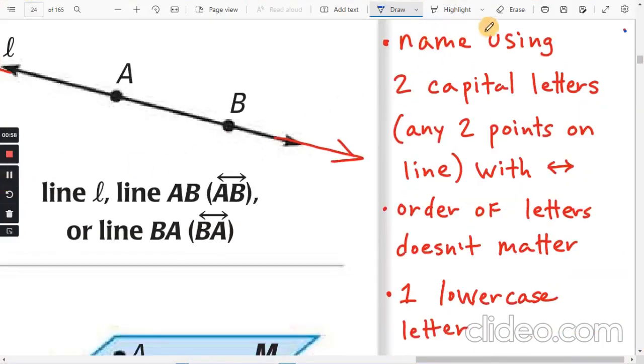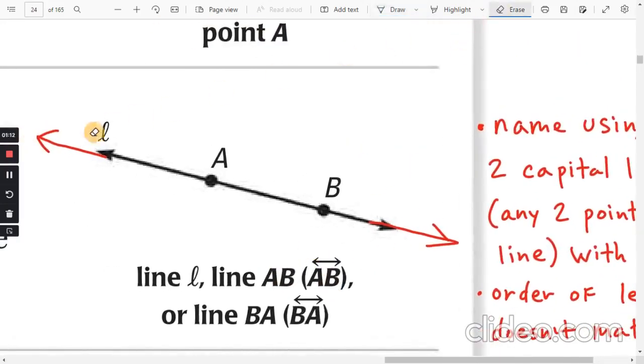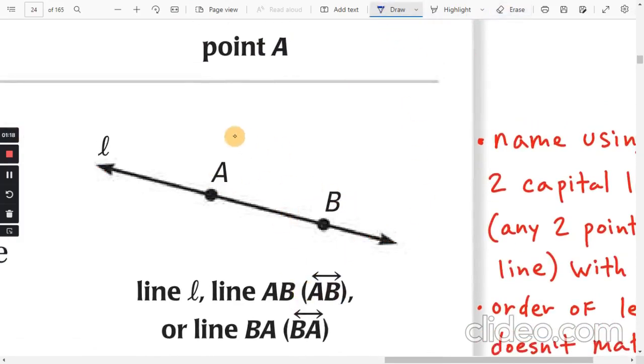So to name the line, you name the line using two capital letters, which are any 2 points on the line, with this symbol on top of the two capital letters. Okay, the order of the letters doesn't matter, so let's take a look. On this line here, we only have 2 points, so we can call this line AB with the line symbol on top, or you can say BA with the line symbol on top. Okay, any 2 points on the line, any order. The order doesn't matter.